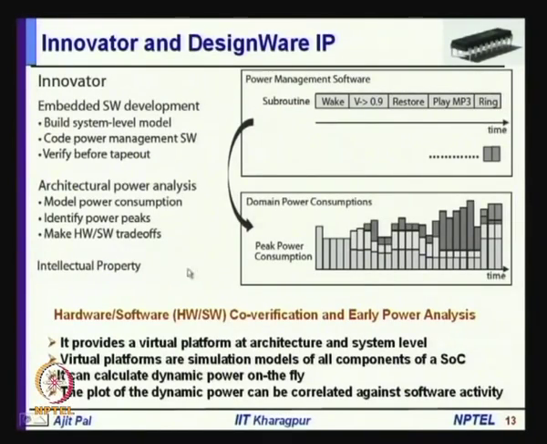That means, as you do the simulation, you can identify which part to implement by software or how you can really do the partitioning such that your power budget is not violated. So, that can be done in the early design step. So, it is a hardware software co-verification and early power analysis. This is a very useful tool at the design step, and not only that, it provides you various designer IP, various IPs which have been developed by many industries. Those are also available and they can be simulated with the help of this Innovator.